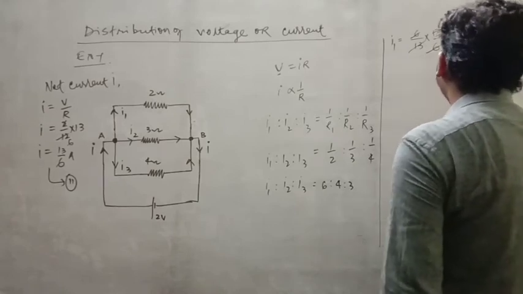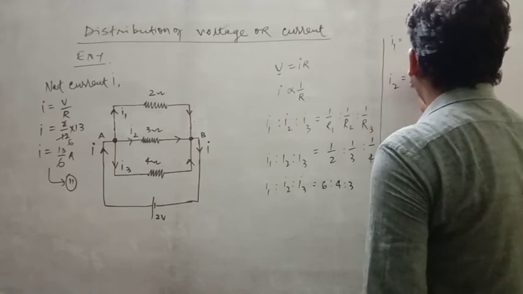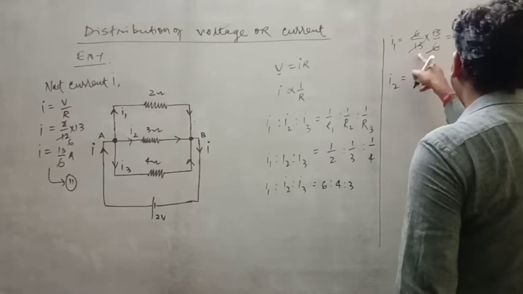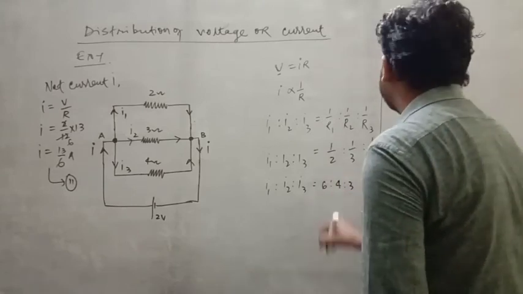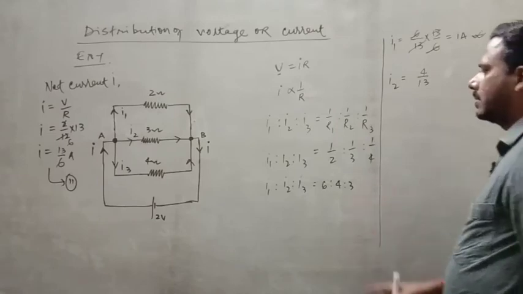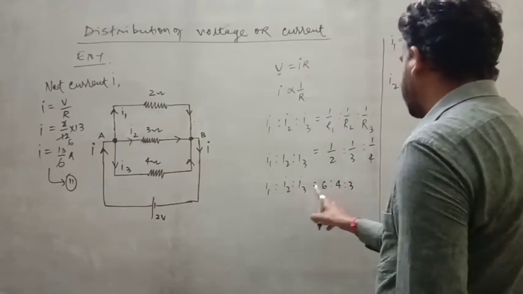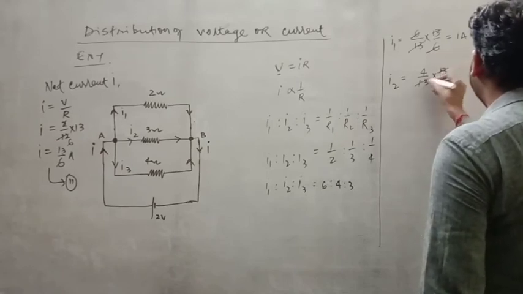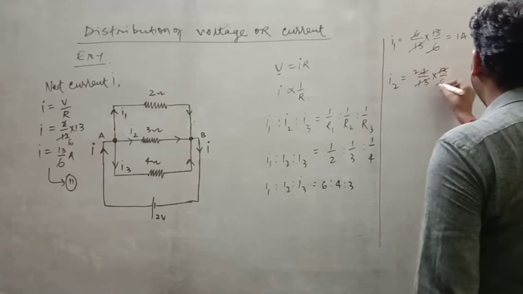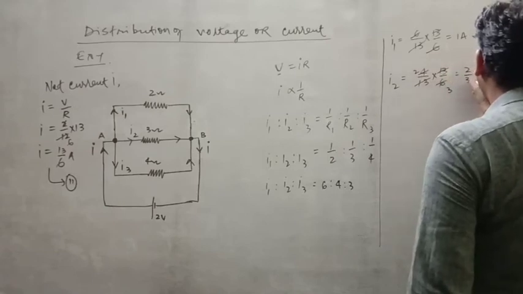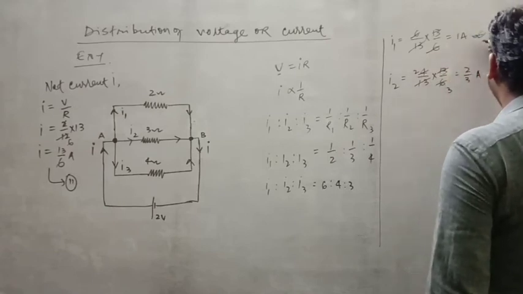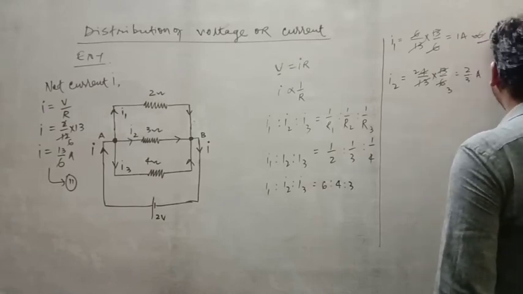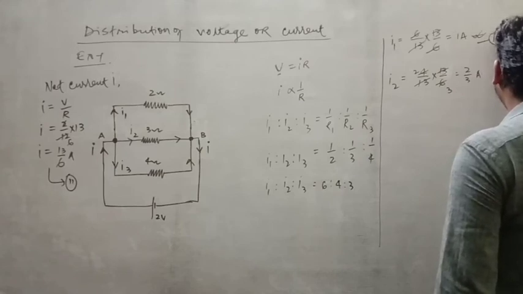Now you can find I2. This is 4 by 13, where 13 is the net resistance after conversion to directly proportional, times the net current 13 by 6. This cancels one time, and 2 2s are 4, 2 3s are 6. So from here you get 2 by 3 ampere. Whatever equation number you like, you can put there, say third or fourth.